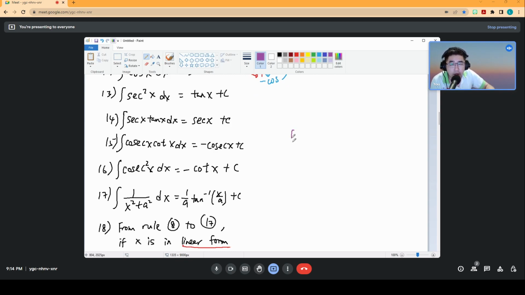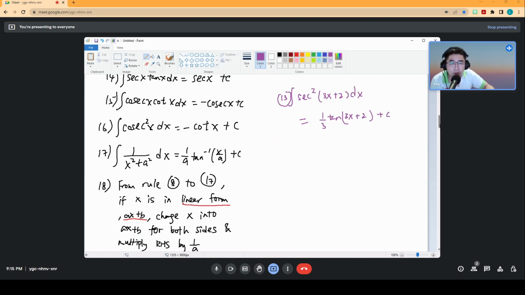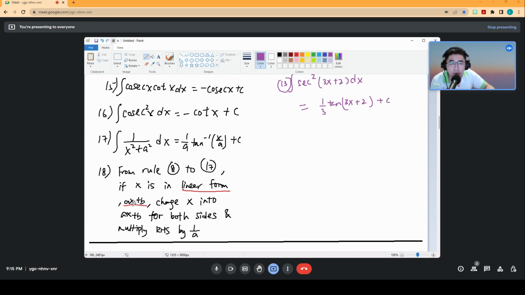For example, referring to 13, if you integrate secant squared of 3x plus 2, that means I will get tangent of 3x plus 2, multiplied by 1 over 3. So as you can see, this is how we apply rule 18.